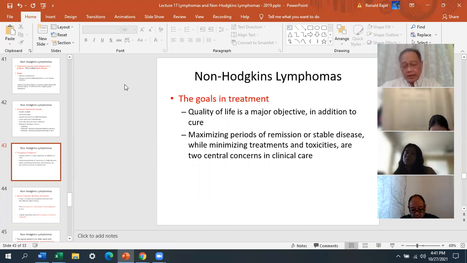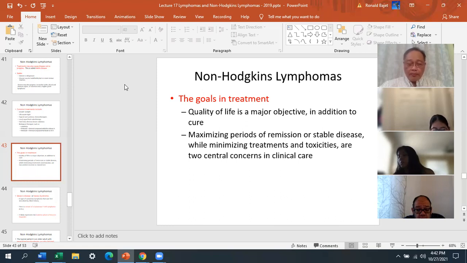They're most of the time sick, they're anemic, or they're throwing up, or they lose their hair. Definitely not really good quality of life, because if you can live and tolerate the disease with minimal treatment, then that may be a good thing. So quality of life is a major objective in addition to cure.